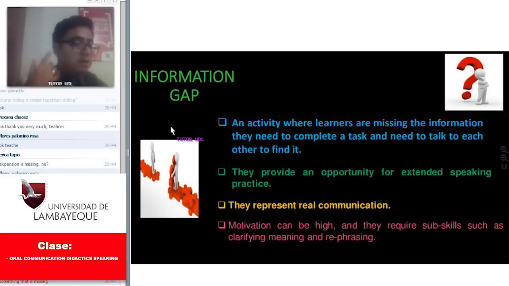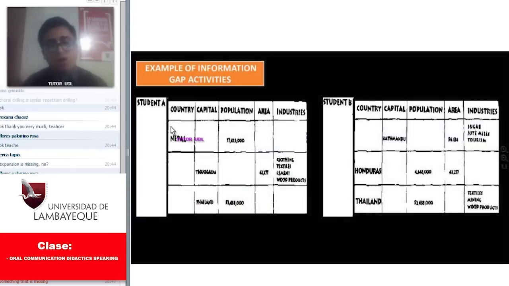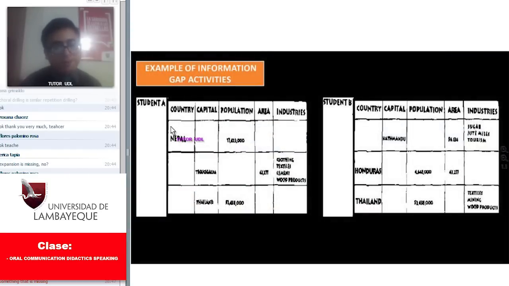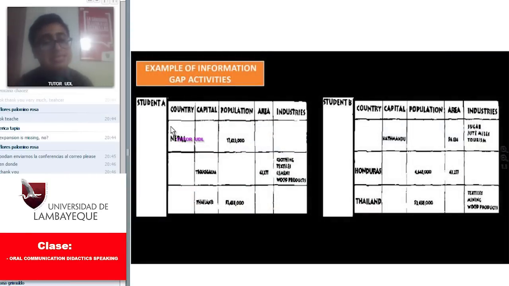Yes, because sometimes maybe when student A asks a question and you don't understand, you can ask the student to repeat the question. So in that case, you are using clarifying meaning, right? Or rephrasing, maybe when you don't understand the question, you can ask the other to repeat the question, maybe using other words, right? Okay, let me show you here, students, one example of information gaps.